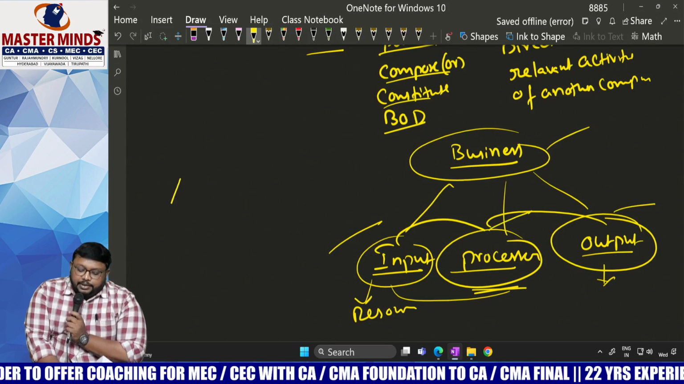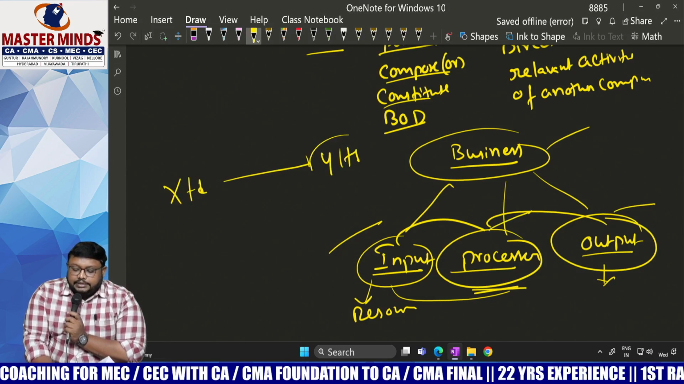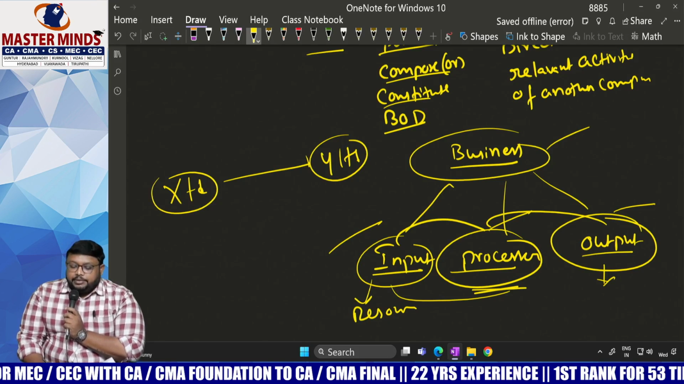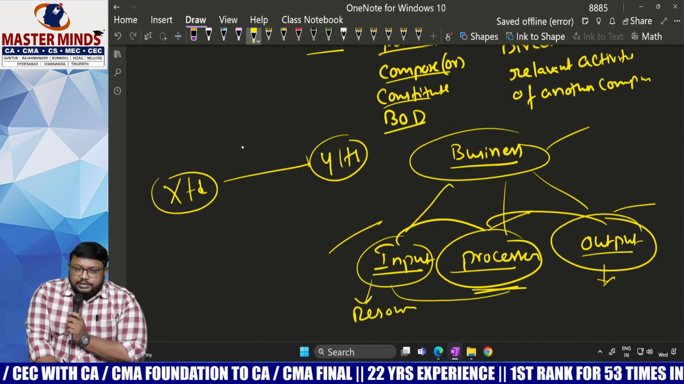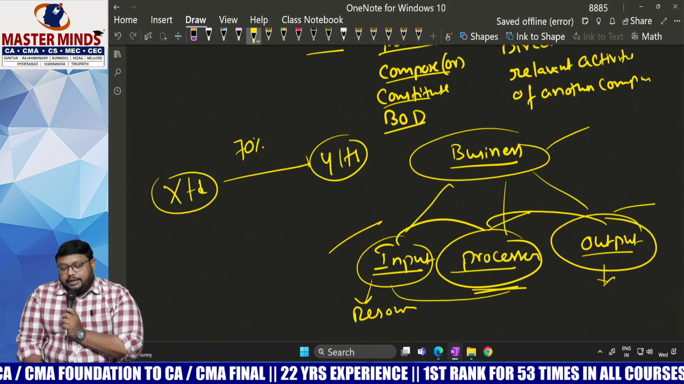So that means X Limited takes over Y Limited. X Limited has taken over Y Limited, which means we can say more than 50% of stake. So 70% of stake is held by X Limited.